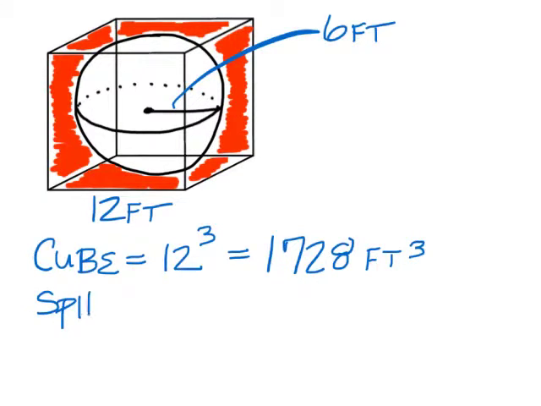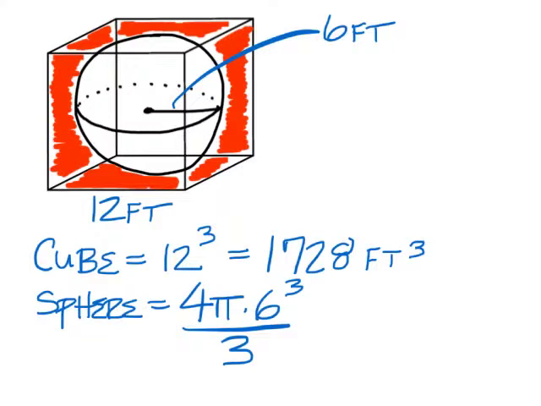Now for the sphere, you're going to have 4 times pi times the radius cubed. Radius is 6, you have to cube it, and then divide everything by 3. The only thing in this formula that changes from time to time is the radius. Everything else stays the same. So if you put in 4 times pi times 6 cubed, you should come out with 2714 and some change, but you have to divide that by 3.